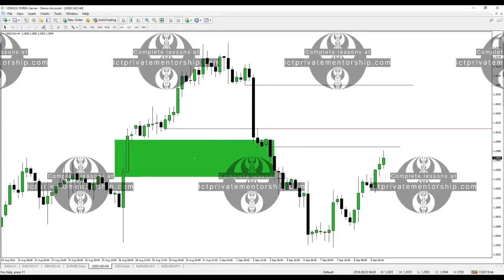okay, got filled in over here. So while it ran up, it ultimately came down and filled all that in. Look how much time it spent filling that in. All these wicks and bodies spent a lot of time filling all this in.